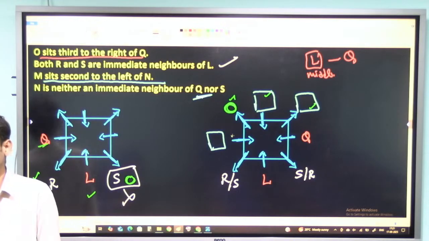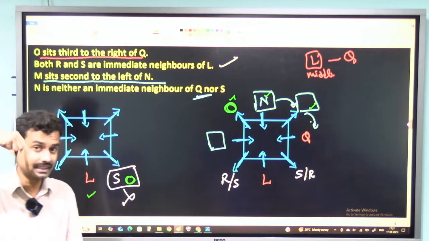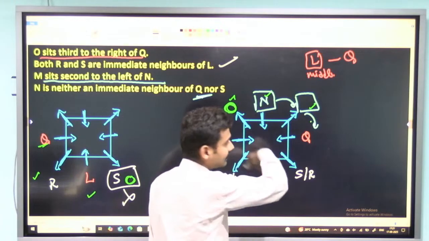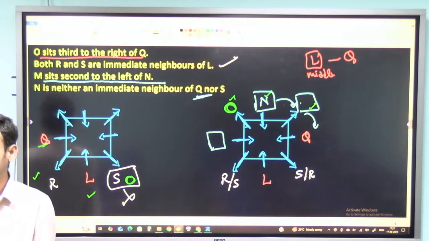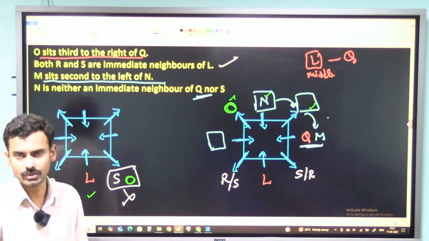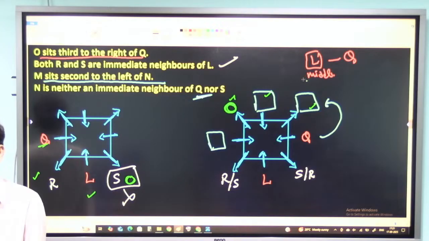Now let me check what happens if I take N here. If I am taking N here, then the question is saying M is sitting second to the left of N. So this is N, which is the left side now. This is first left, this is second left. As he is facing downward, the left will be towards this direction. As we know, inside facing, clockwise is the left turn and anti-clockwise is the right turn. So I am coming in the clockwise direction in order to get left. So this person should be M, but however I don't have the place for M here. It is already occupied by Q. So I can't take N here. So I am left with only one option for N. Here anyhow he cannot be next to Q, so this is not a place for N.